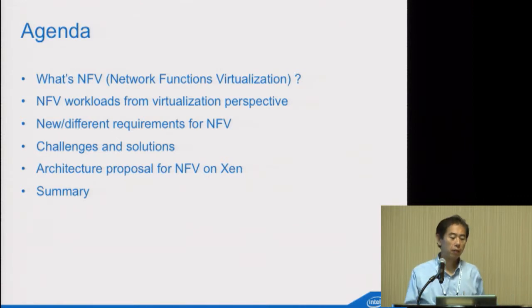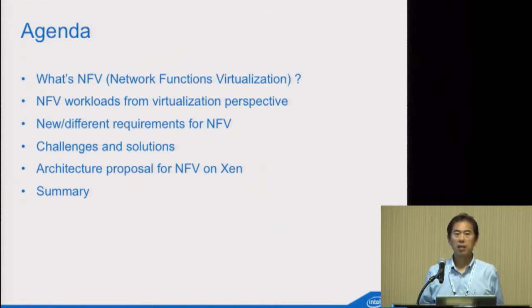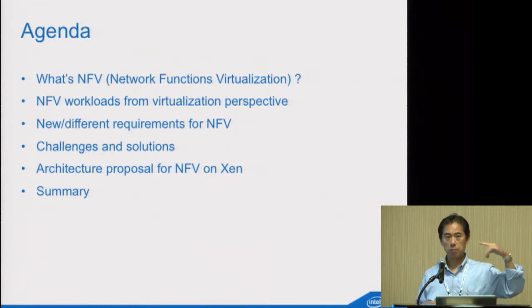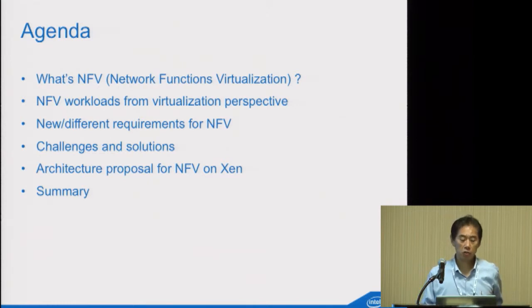I'm going to start with what NFV, network functions virtualization, is first, and then talk about the characteristics of a workload from a virtualization-based perspective. Okay, not from the contents. Yeah. And then new or different requirements for NFV, then challenges and the solution, and then I want to propose an architecture for NFV on Xen, followed by a summary. Okay.